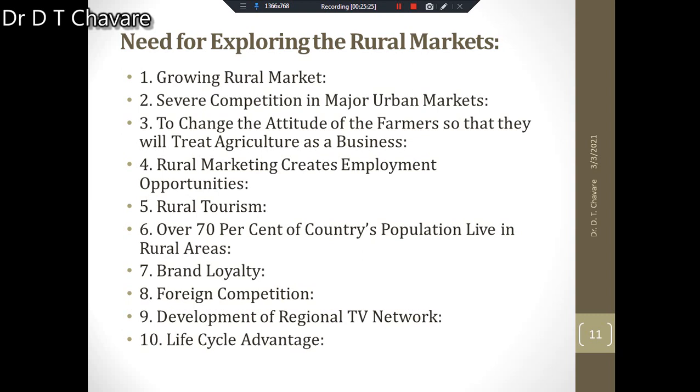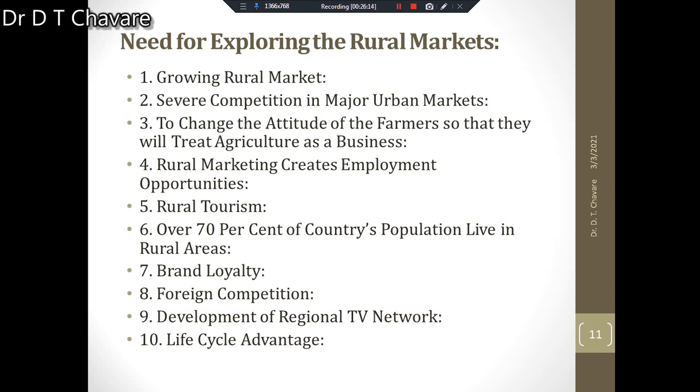Then you have to create brand loyalty amongst the rural people. Brand loyalty means that customers should purchase the product of your company, only yours. You should create such loyalty in the minds of the customers, the consumers, the end users. And for that purpose also, you should explore the rural markets. Then foreign competition is also there. To face and overcome foreign competition successfully, you should explore the rural markets. With the help of exploring the rural market, you can develop and face the foreign competition also.